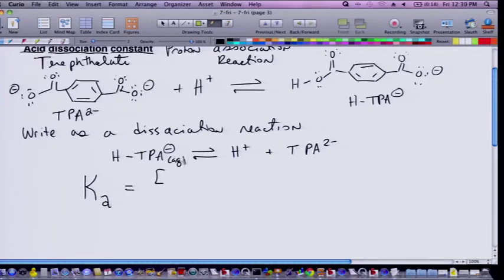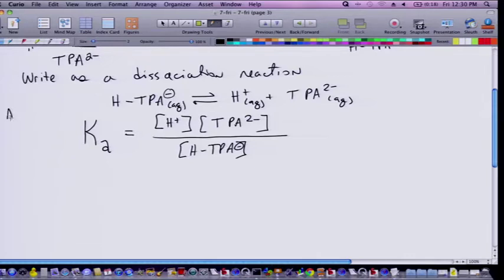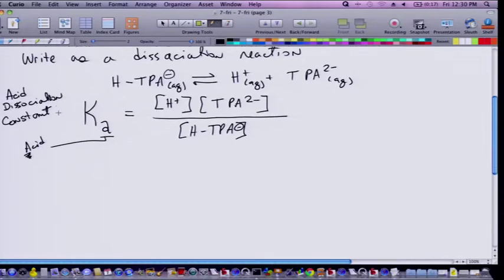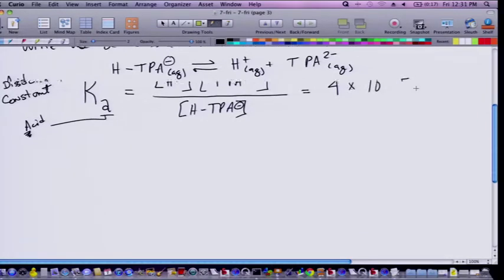And the Ka, these are all aqueous ions, so they all have to be represented in the expression. Okay, all right, so that is the acid dissociation constant. And this A means acid, okay? That's what it means. It does not mean association, okay? And we don't put Kd for dissociation, we put Ka, for acid, okay? Turns out for this particular ionization, we're talking about 4 times 10 to the minus 5th, okay?